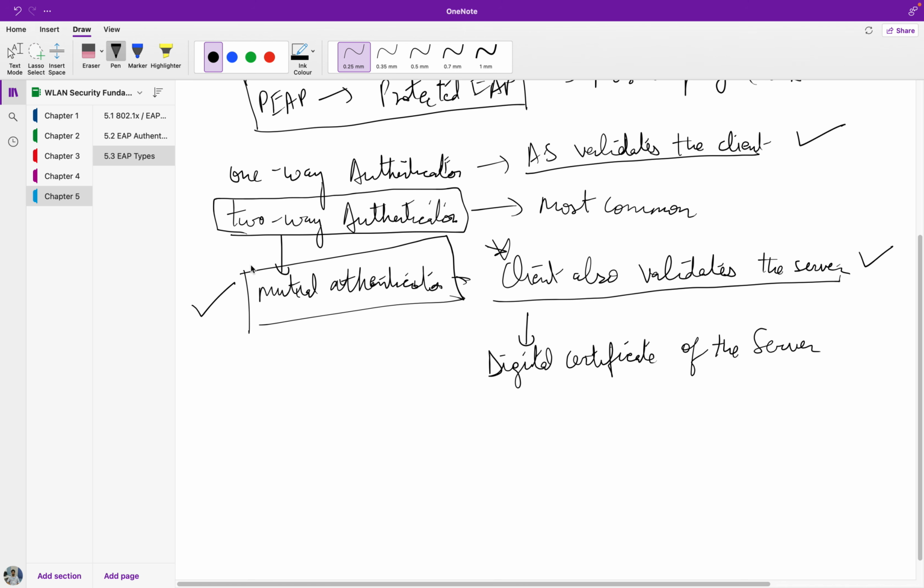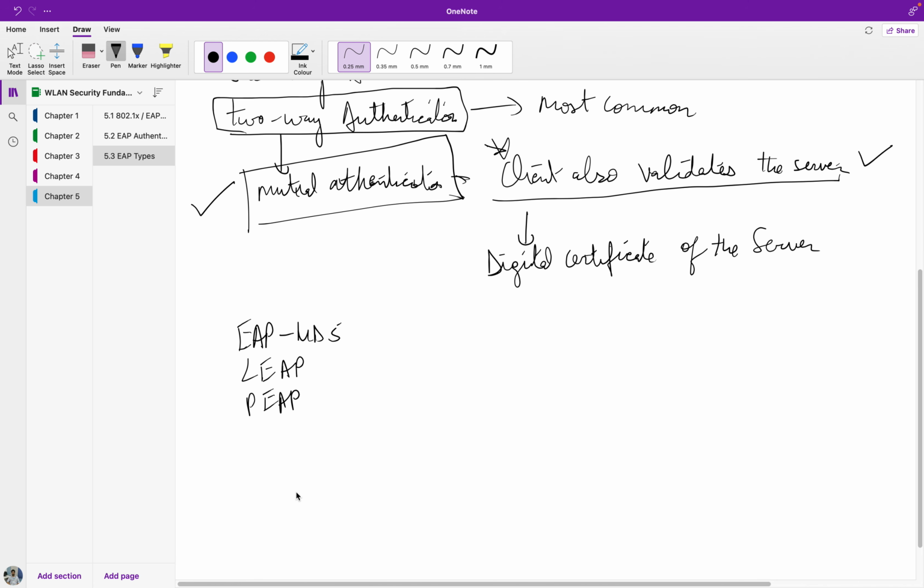Now let me just quickly list down a few of the types of EAPs, so that you know what I mean by flexible. The first one, let's say EAP MD5. We anyway spoke about LEAP, we anyway spoke about PEAP. PEAP is basically protected EAP. LEAP is lightweight, a Cisco proprietary EAP.